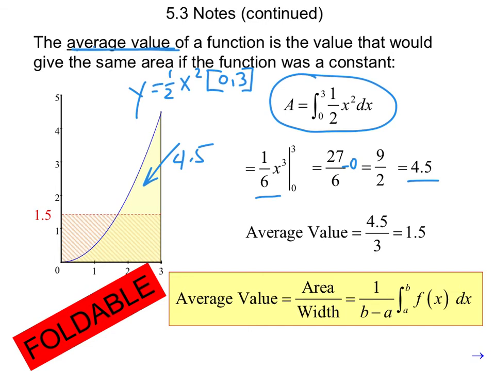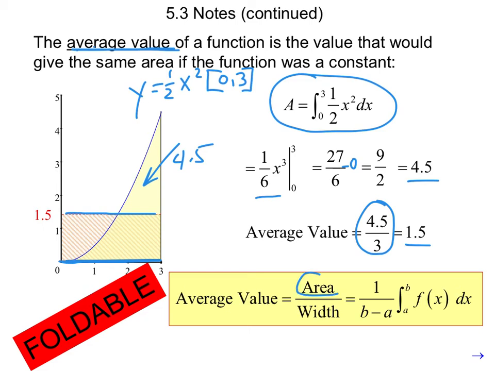Squared units exactly. So now I need to figure out how tall must a rectangle be in order to have that same area. But I already know I'm dealing with a width of 3 for my whole interval. So if I take 4.5 divided by 3, I get 1.5, this value that you saw over here. So the average value of this function, 1/2 x squared on the interval from 0 to 3, is 1.5. That's how tall the rectangle would have to be. And it's a pretty easy calculation.